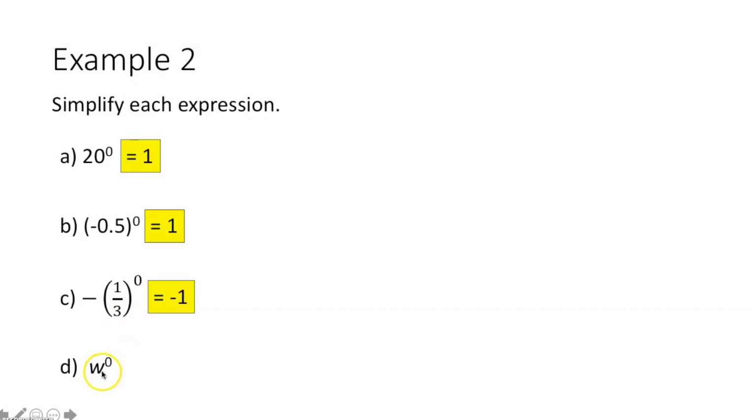Next, we have w to the zero power. Now, we're going to assume w is not equal to 0. It's some number not equal to 0. So w raised to the zero power is still going to equal 1.